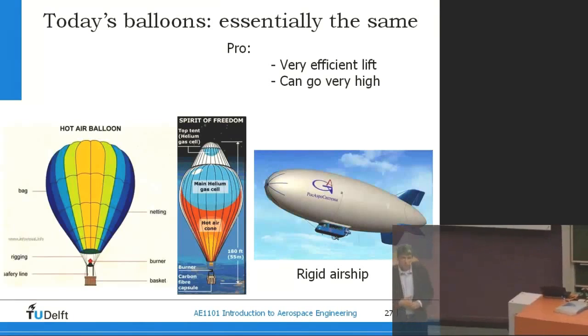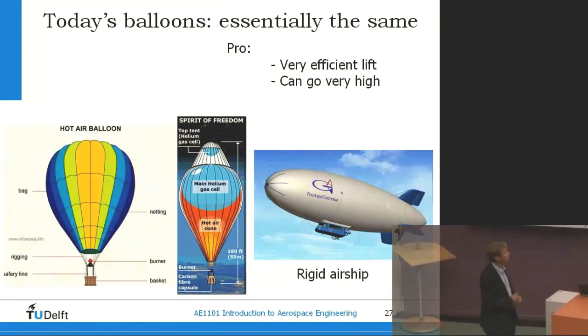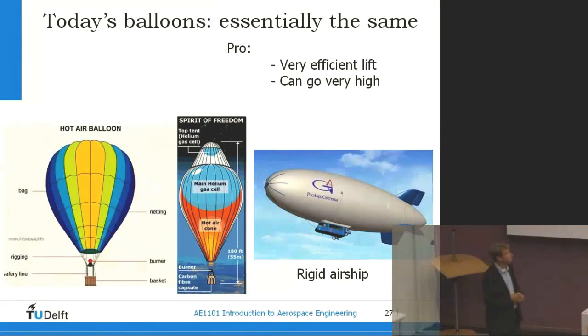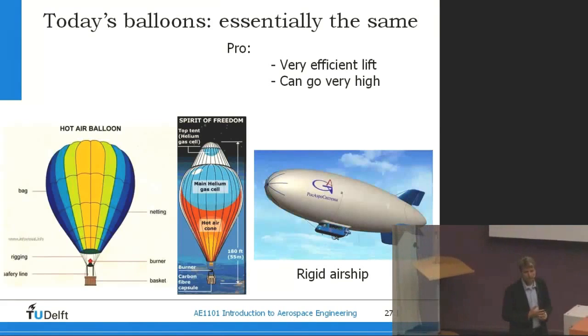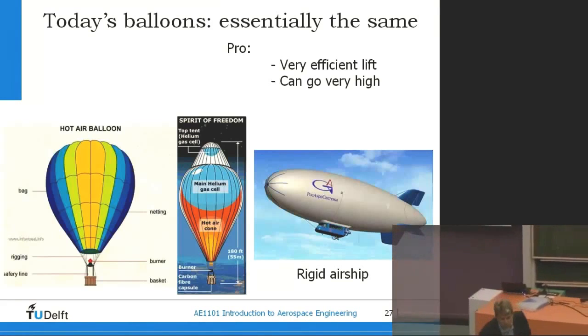So why do we need other aircraft? Why not stick to ballooning? I mean, it gives you lift in a very efficient way, a green way. And it can go very high, higher than a conventional aircraft. So what are the drawbacks of a balloon? Slow, that's one. Say again? Dependence on the wind.